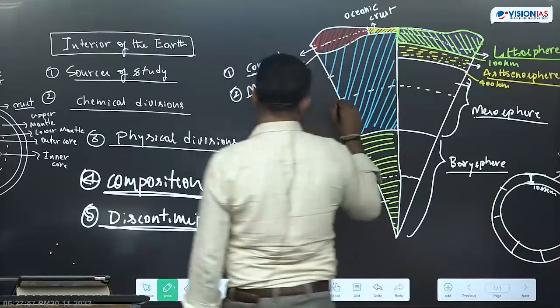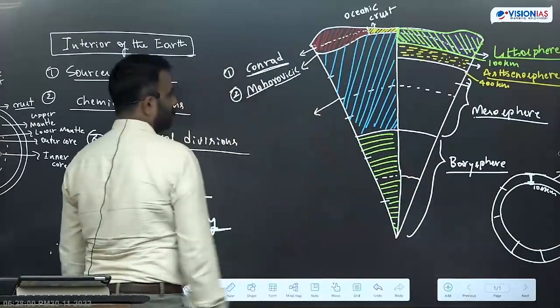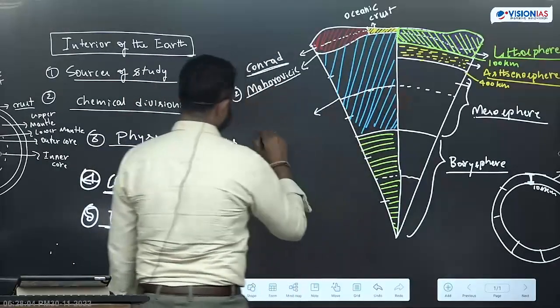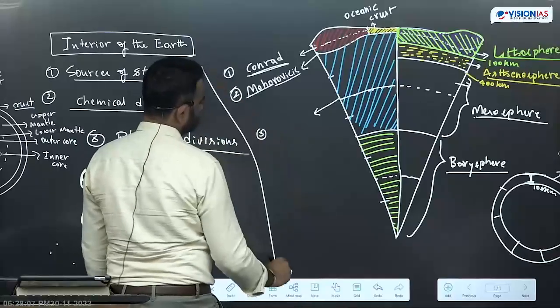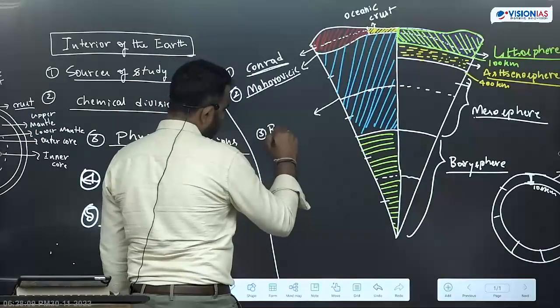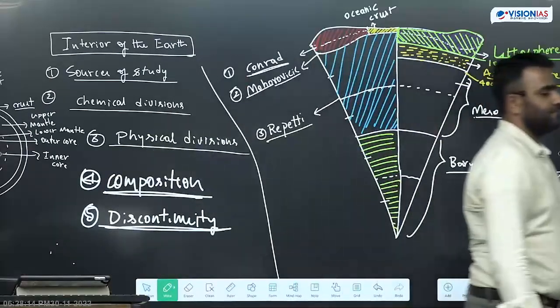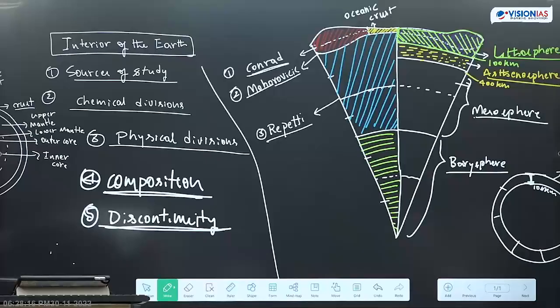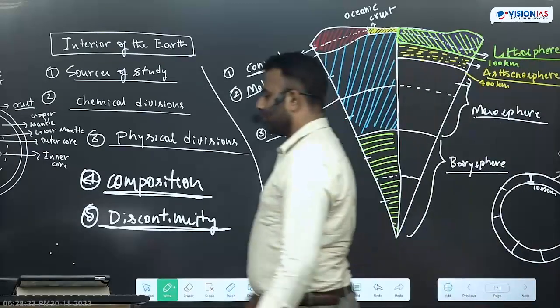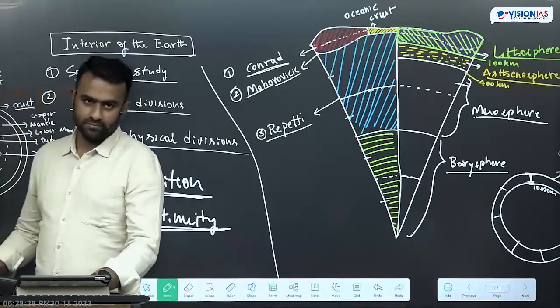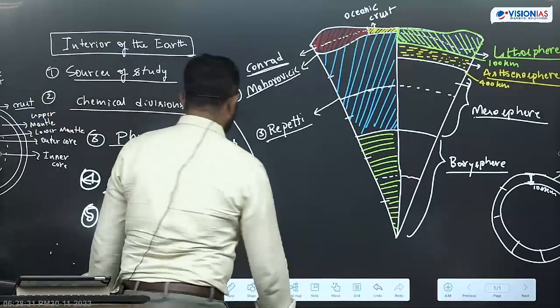The third discontinuity is between upper mantle and lower mantle, which is called as Repetti.